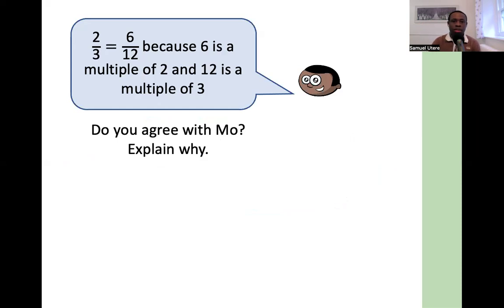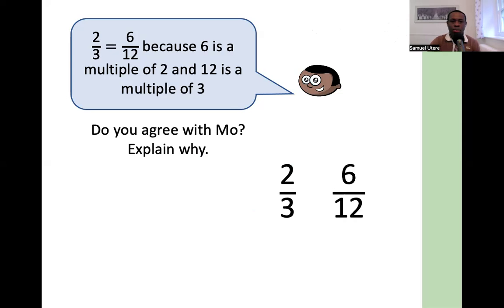Here is something to think about. Here, this young man, called Mo, says that 2/3 is equivalent to 6/12, or is equal to 6/12. Sorry, equivalent is the three lines. So 2/3 is equal to 6/12 because 6 is a multiple of 2 and 12 is a multiple of 3. How do we prove him wrong? Have a think.